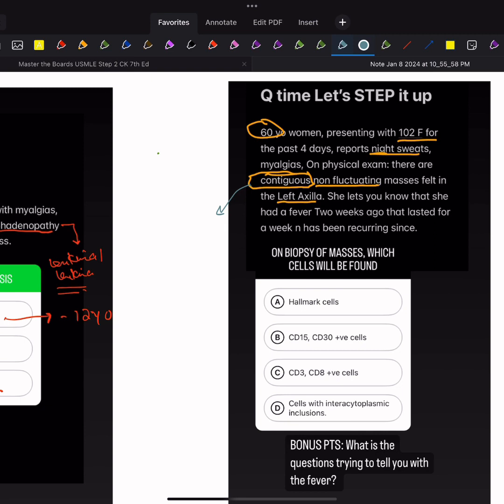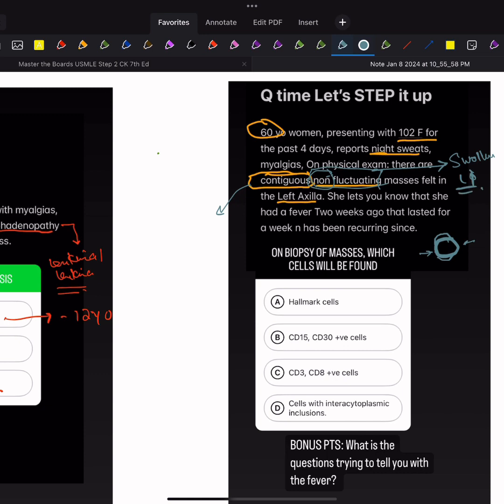And then non-fluctuating. So if this is a mass and I was to push on it from this end and this end, it would go up this way and go down this way. This would be a fluctuating mass. However, they're saying this is a non-fluctuating mass. So this usually means that this is a swollen lymph node.